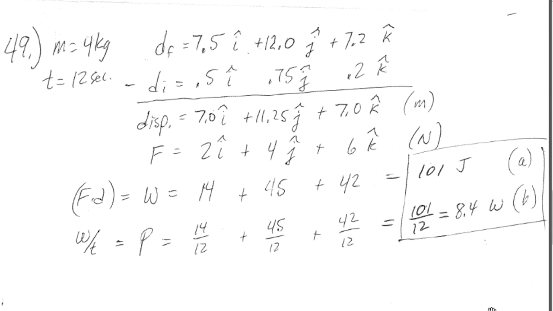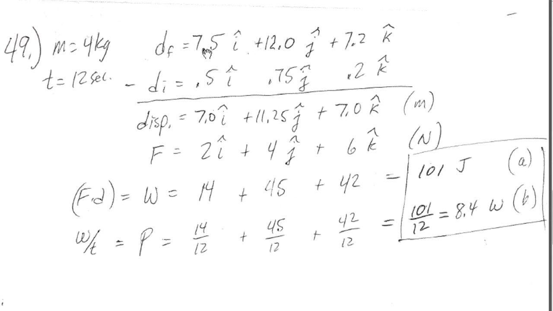Okay, number 49. We've got a machine carrying a 4-kilogram package, and they give us the initial position in unit vector notation in 3 dimensions at time equals 0 to a final position, also given in unit vector notation in 3 dimensions, 12 seconds later. There is a constant force applied by the machine on the package, also given in 3-dimensional unit vector notation. For that displacement, find the work done on the package by the machine's force and the average power of the machine's force on the package.